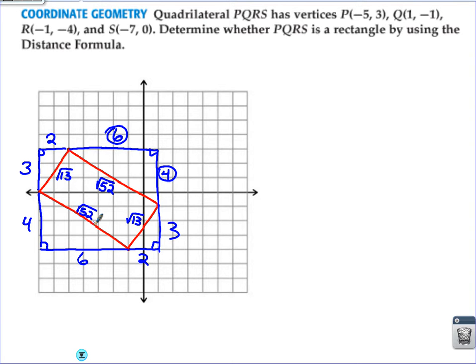No. It's a parallelogram. Now that we know it's a parallelogram, now let's try to prove it's a rectangle. And the way we do that, folks, honestly, what I'm about to show you is the worst way of doing it.